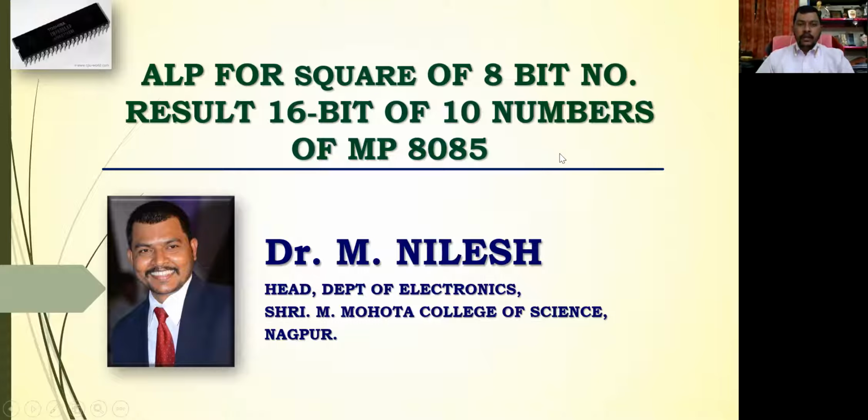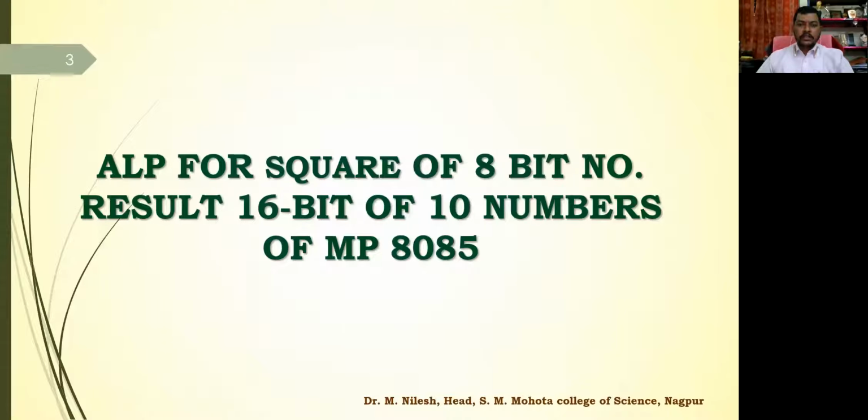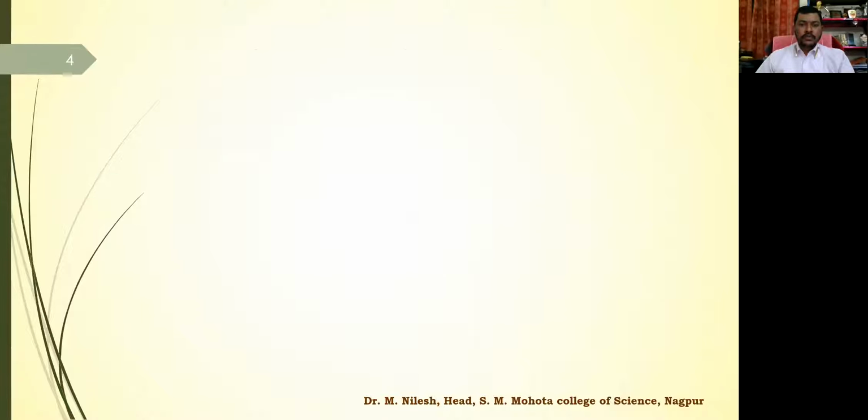To start with, let us recall what we did last time. This is the program: an ALP for the square of an 8-bit number. The result is 16-bit, and the squares of 10 numbers have to be taken. So we have to write this.